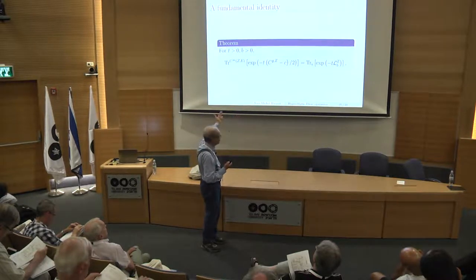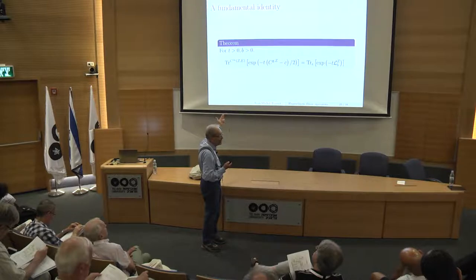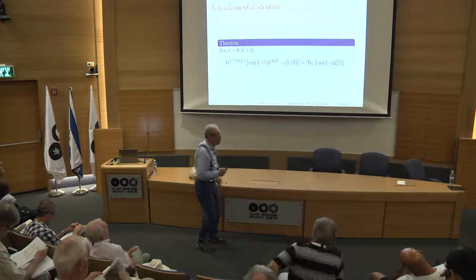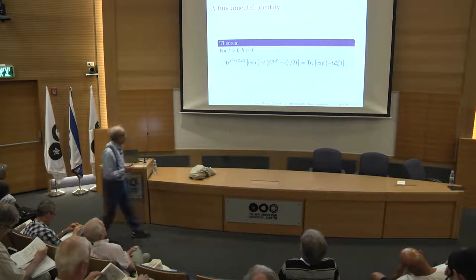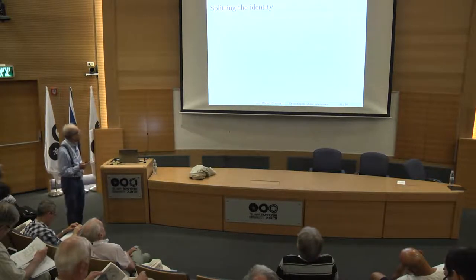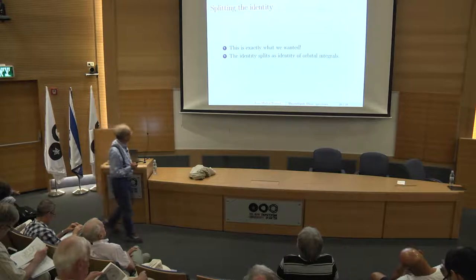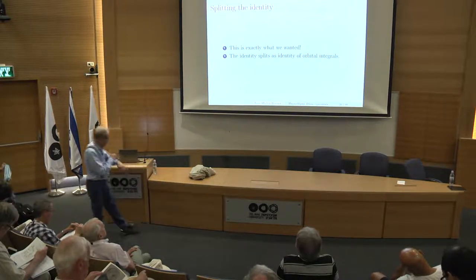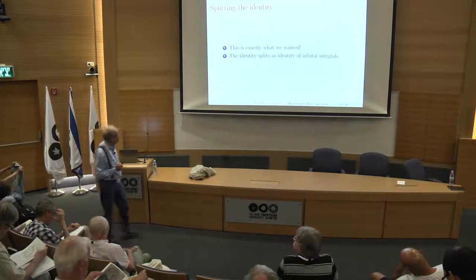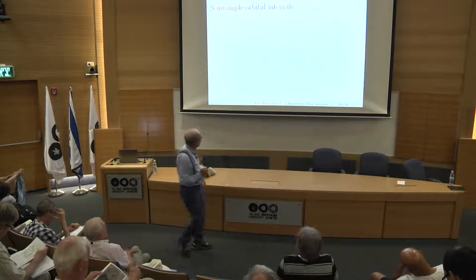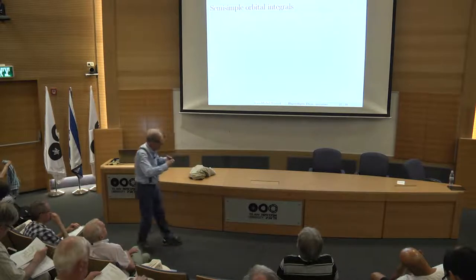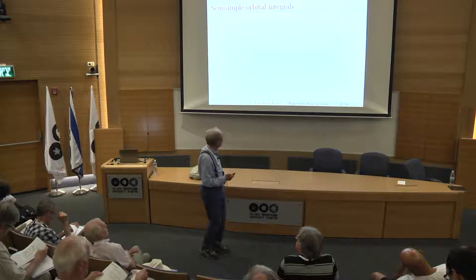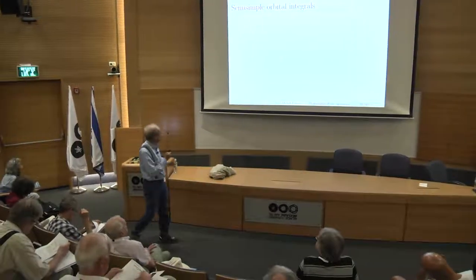And it turns out that the identity can be refined to an identity term by term of the coefficients. So in other words, it will become now an identity of sort of Fourier coefficients. So on one hand, this is exactly the identity we wanted before, but on the other hand, it splits as an identity of so-called orbital integrals. So I will now just explain in the remaining time the geometric context, what we are actually doing from a geometric point of view.